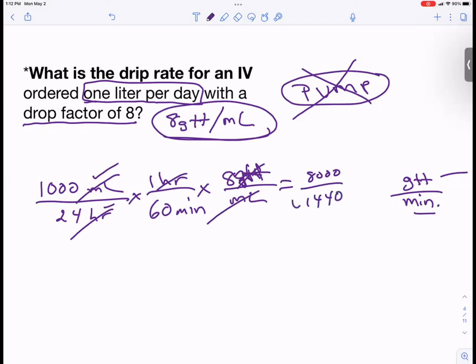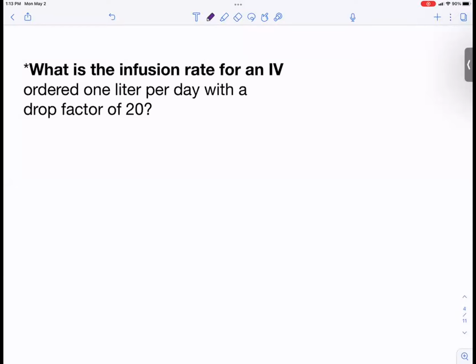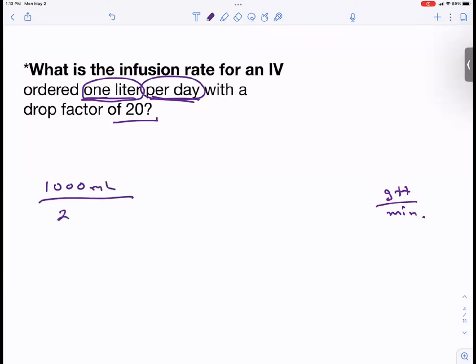What's the infusion rate for an IV ordered 1 liter per day with a drop factor of 20? No word pump, pump is missing, and I have a drop factor, so I'm solving for what? Drops per minute. So I start my problem with what is the ordered volume and the time. 1 liter is 1,000 milliliters. A day is 24 hours.